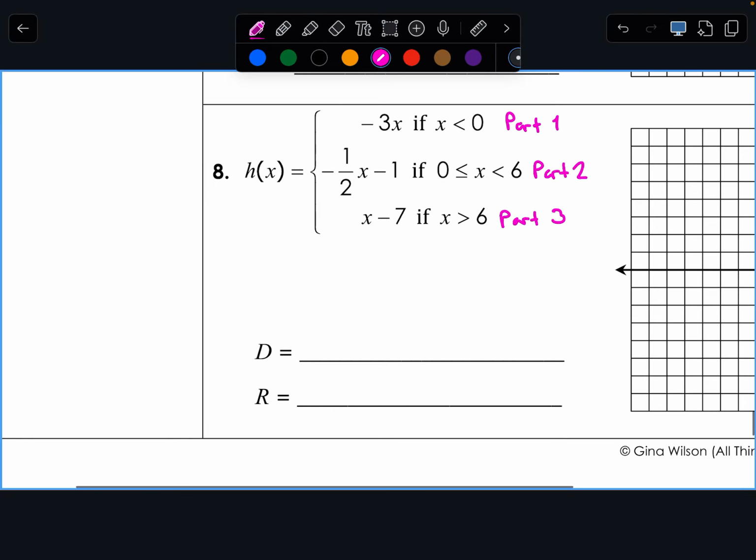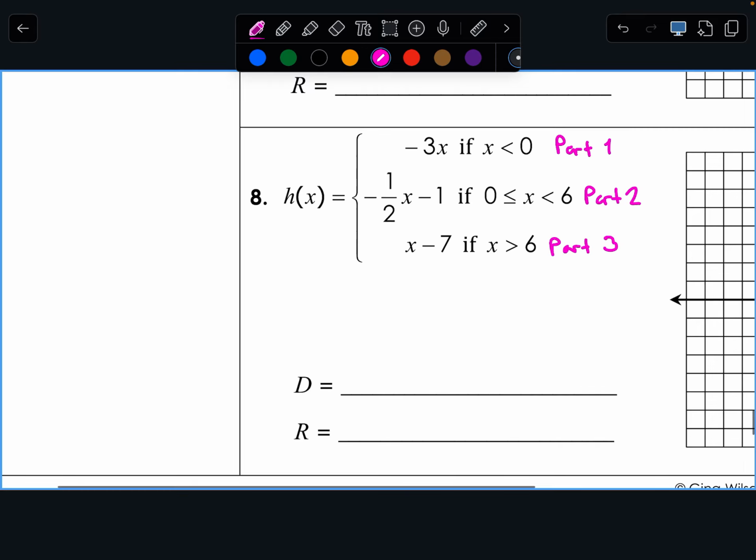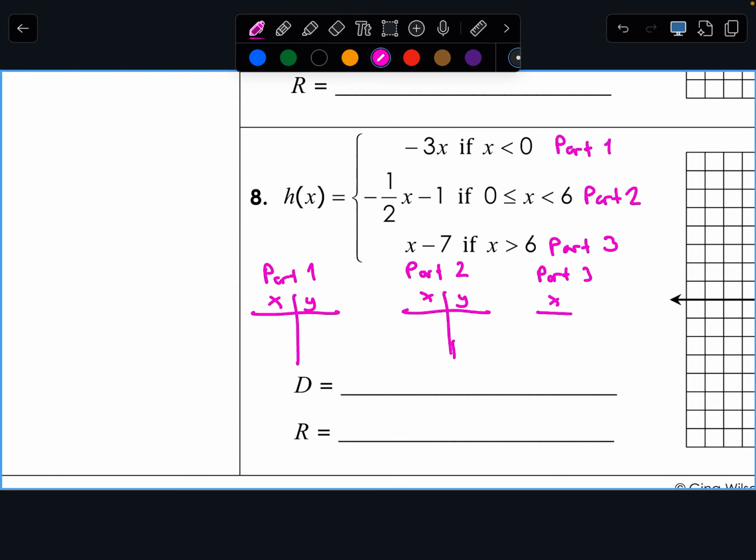All right. So for number 8, we have 3 parts, right? So we're going to have part 1 with an x and y, part 2 with an x and y, and then part 3 with an x and y. Okay? All right, let's go down the line. That's all we've got to do.